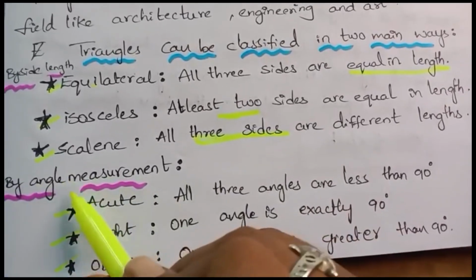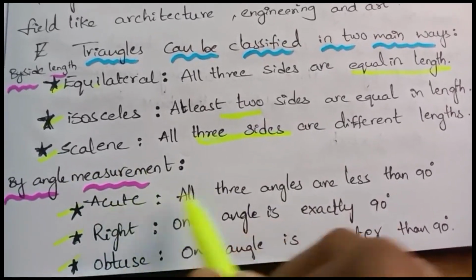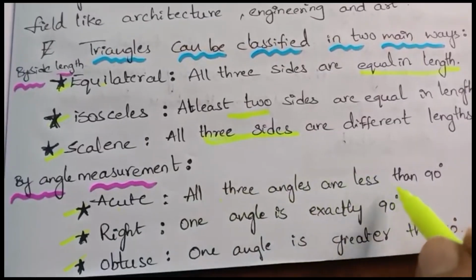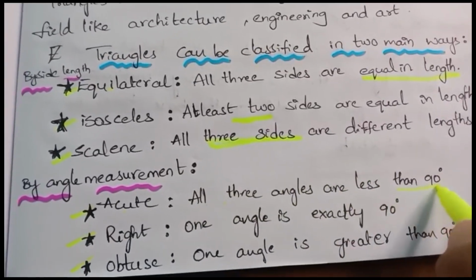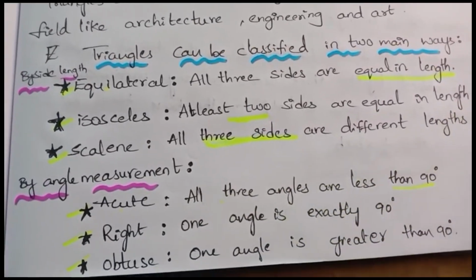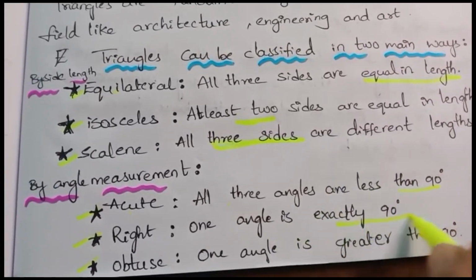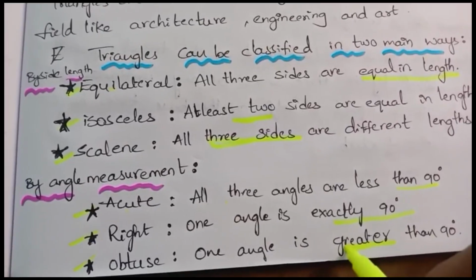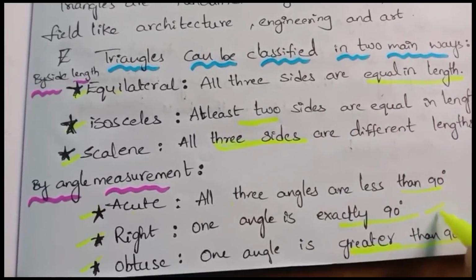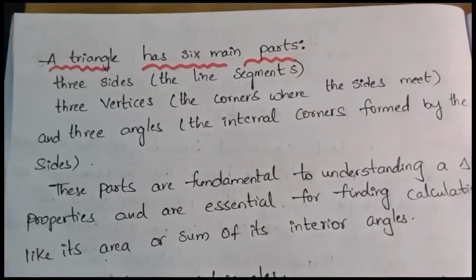Acute angle: all three angles are less than 90 degrees. And for a right angle, one angle is exactly 90 degrees. And for obtuse, one angle is greater than 90 degrees.